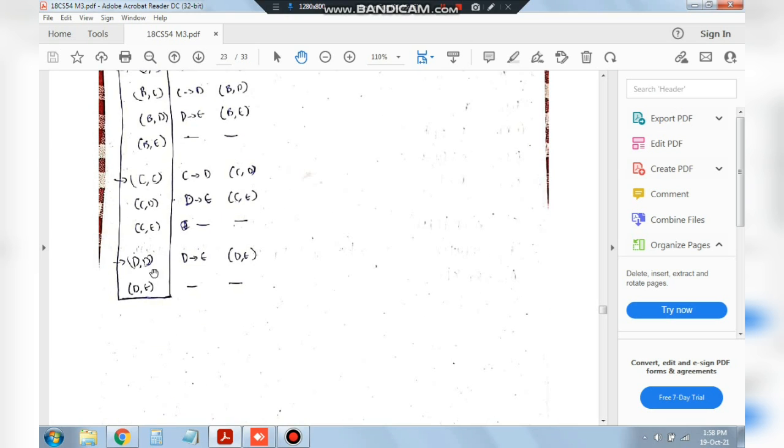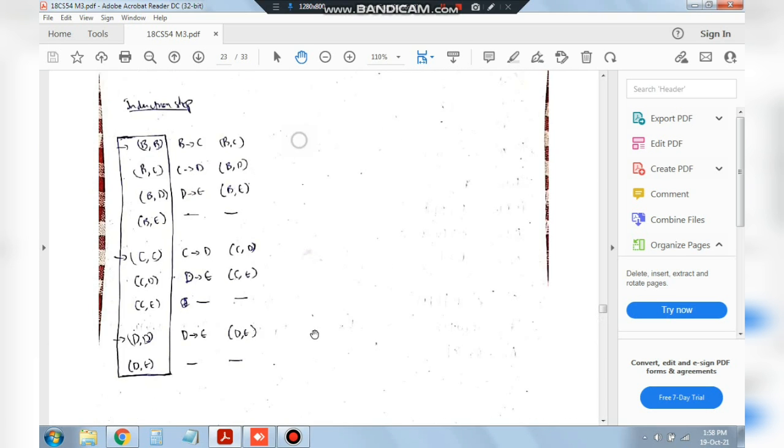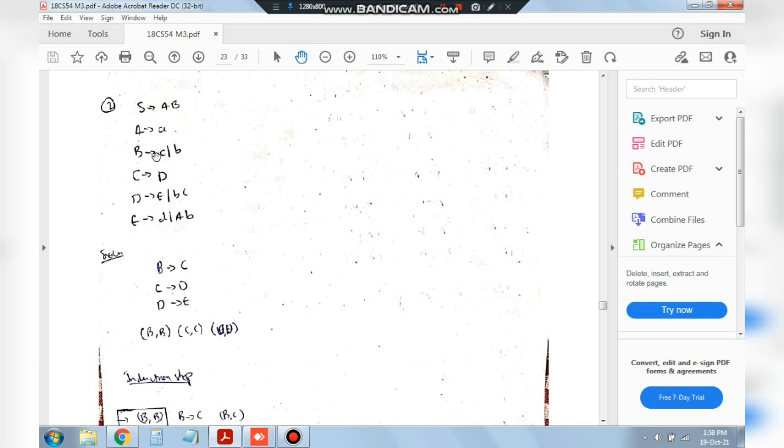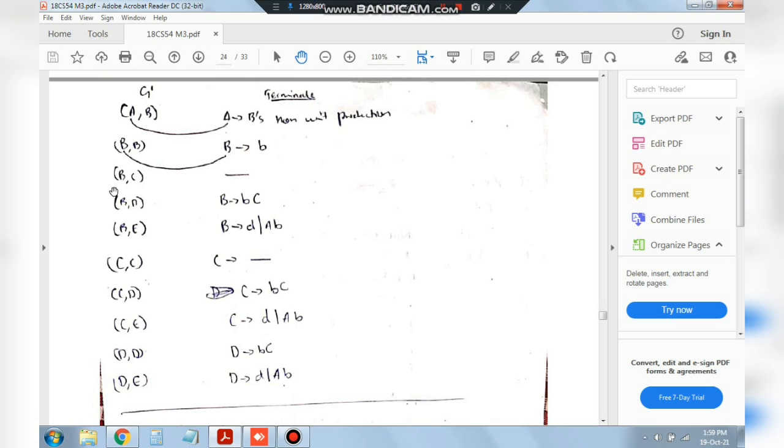After writing the combinations for all of these, we have to take the combination like previously we have done. Like A goes to B means what? B goes to B means what? Instead of B, what we have is B goes to C and B. Since we have considered this as a unit production, we'll be considering B here, so we'll be writing B here. The same thing goes for all the other letters as well.